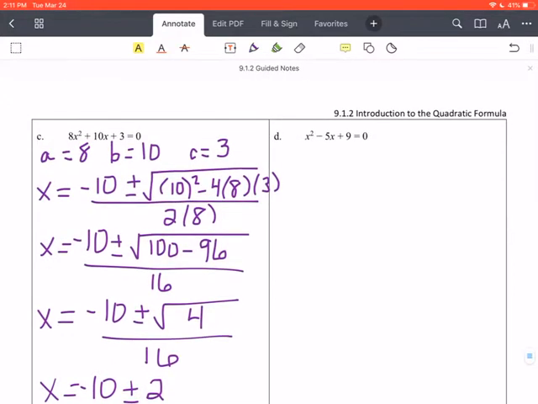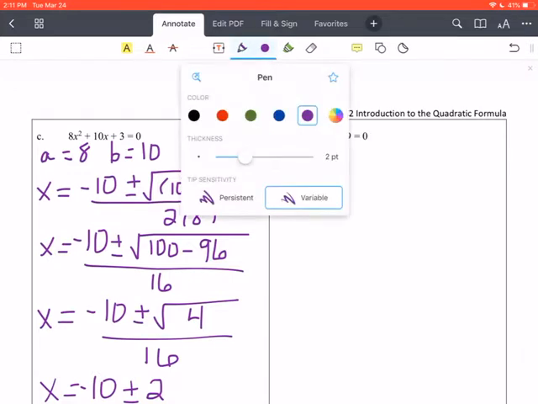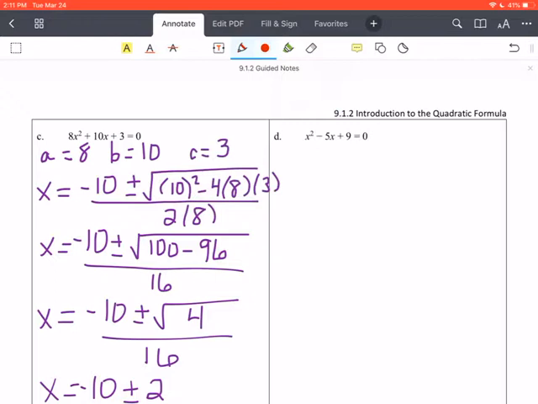Let's see if this last one is messy or if it works out nicely again. Final problem. Thanks for sticking with me. Math is all about endurance. Okay, so we have A equals 1. We have B equals negative 5. And then C equals 9.